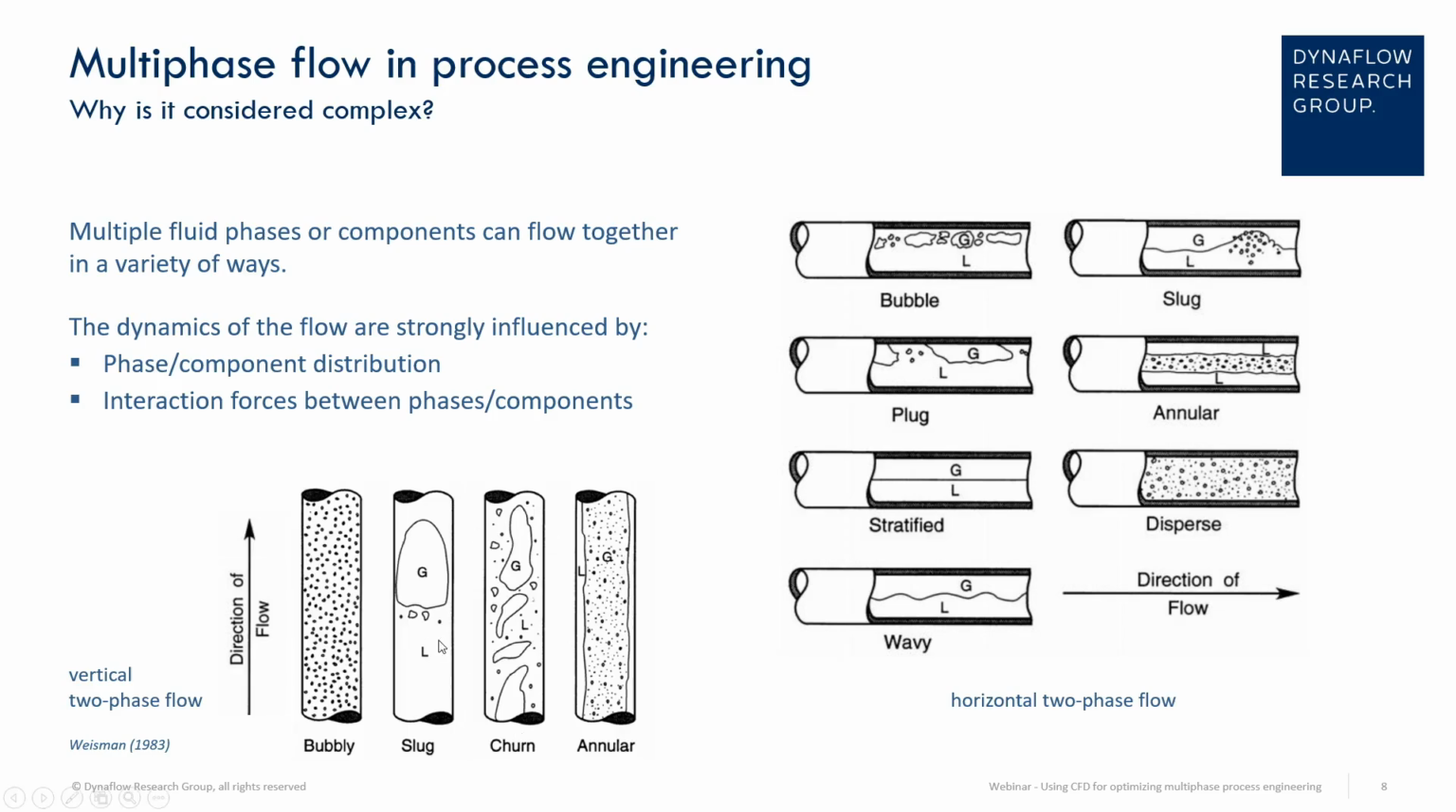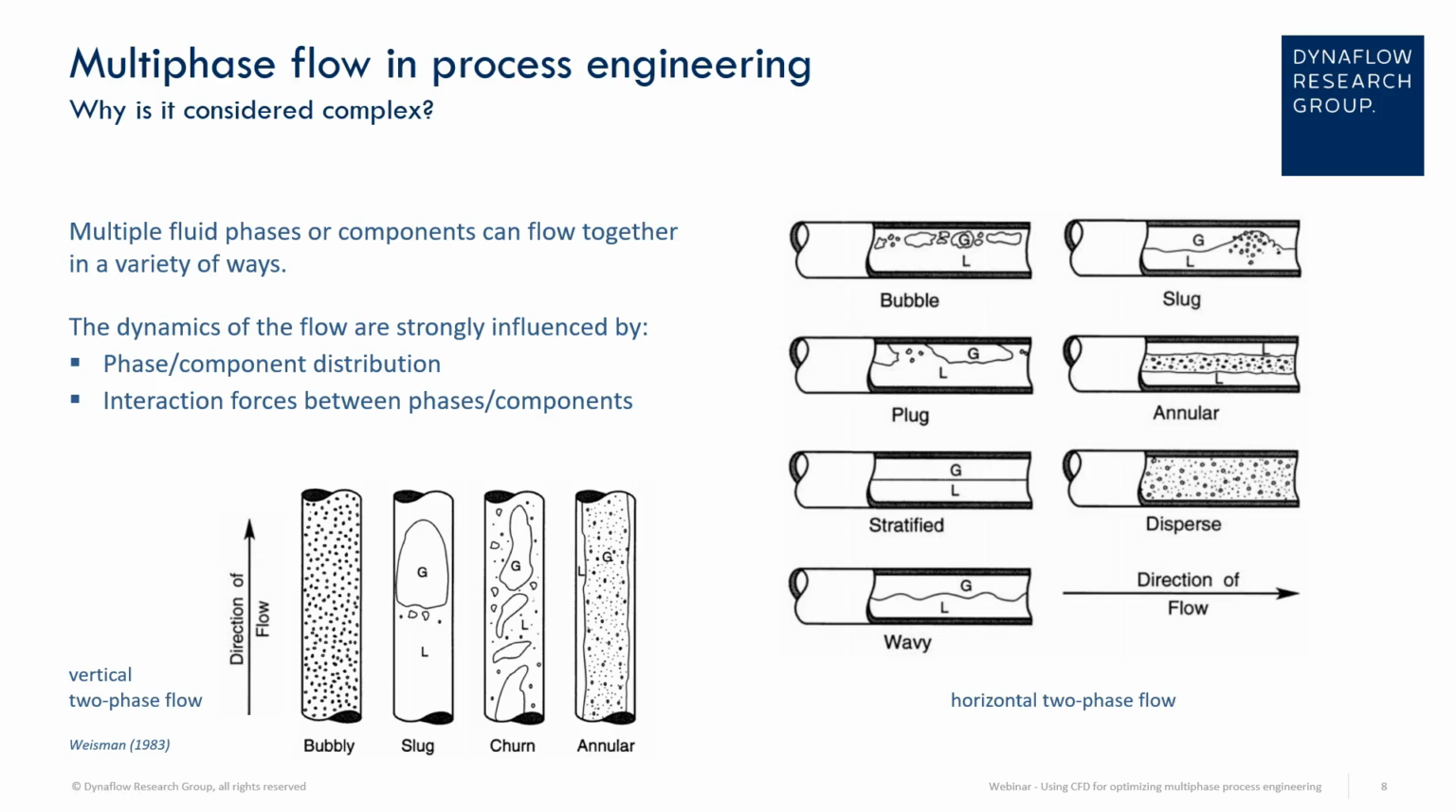Some of these vertical patterns translate well to the horizontal case, but there are also some specific horizontal patterns as well. The most simple situation would be a stratified flow of gas and liquid, which can then develop waves on the interface, or even lead to, let's say, slugs of liquid blocking the pipe, or an annular flow as well.